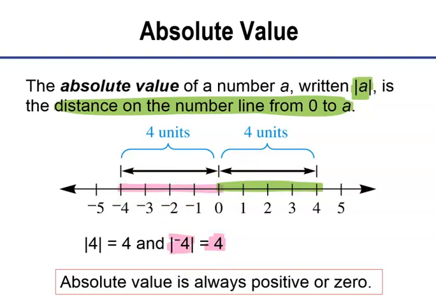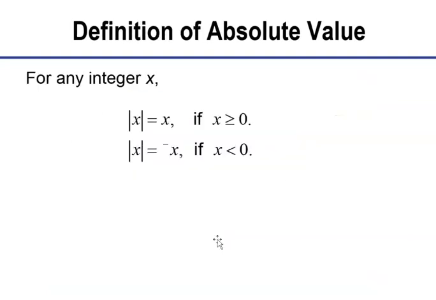Distance is always a positive or 0 value. Distance is never a negative value. And so, again, when you see absolute value, what that truly means is a number's distance from 0, and picturing the number line is the way to go. And here's the definition of absolute value.